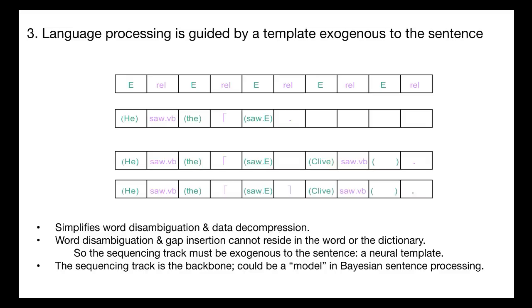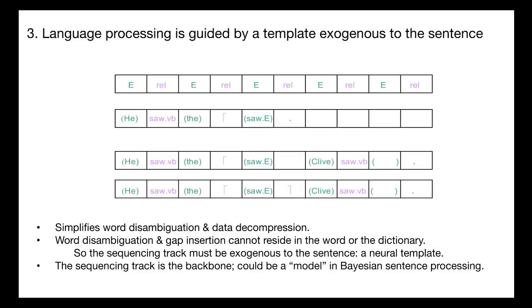Now, I want to make 2 points. So it simplifies the disambiguation and data compression. But if the word is ambiguous, the dictionary alone and the word alone can't help you with it. It can't tell you where to place the word in this series of boxes. So this template has to be exogenous to the sentence. It's not contained in the words on the page. And I think there's no other place for it to be than up here. And I think this is the thing that humans have that lets us process language.